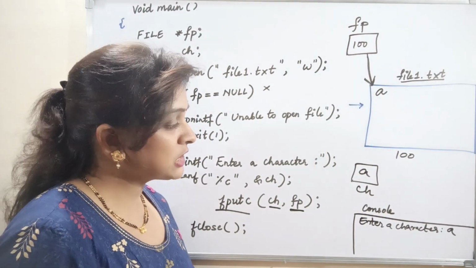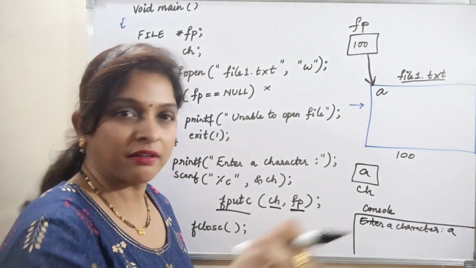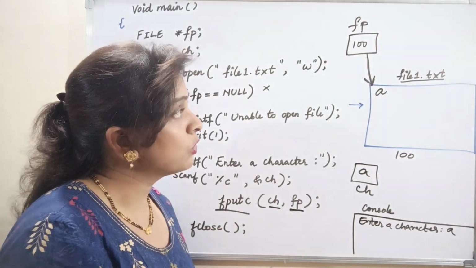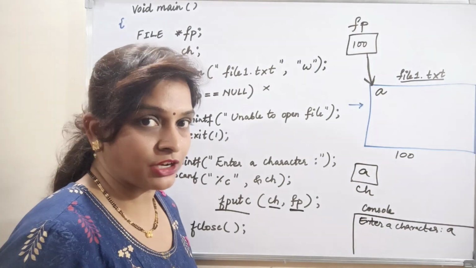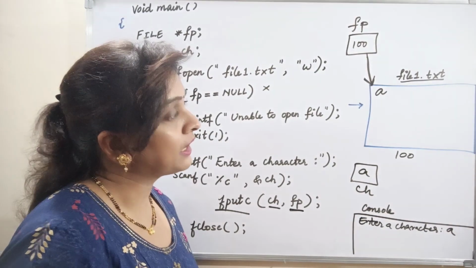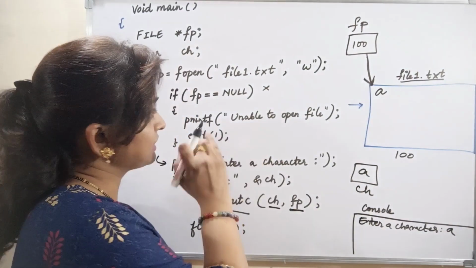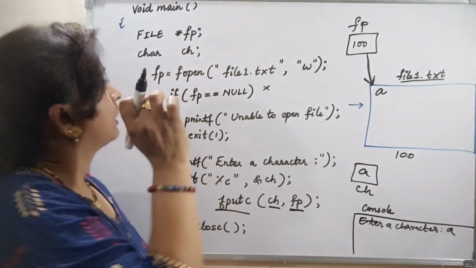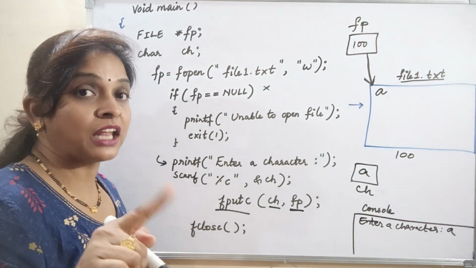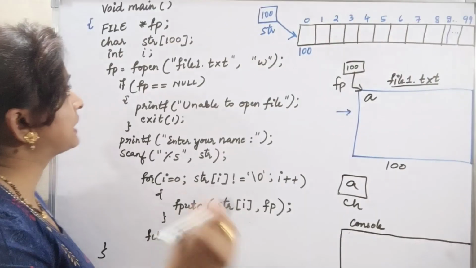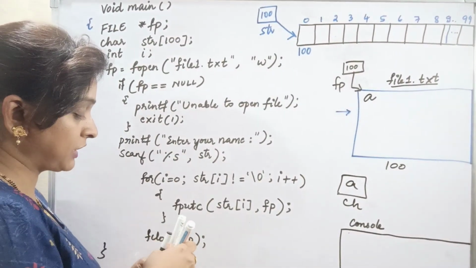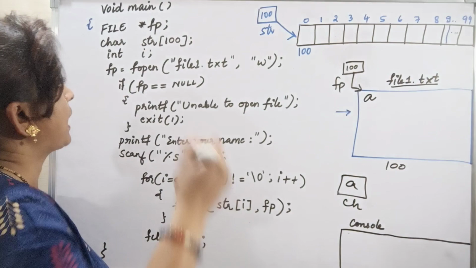But it's quite difficult to input character by character. I can also write a sequence of characters. So how to write that sequence of characters? Let us see that here. Instead of having a single character, I can have a character array. Create a character array. The character array name is str.